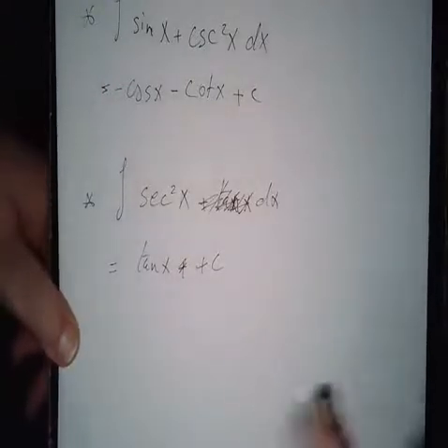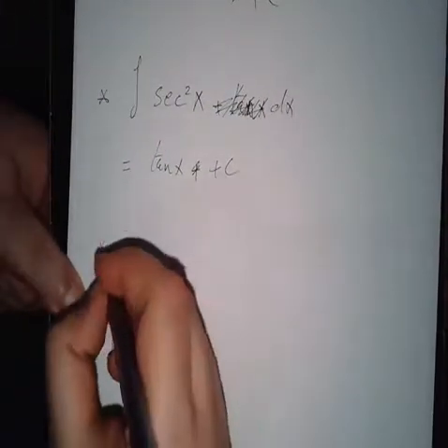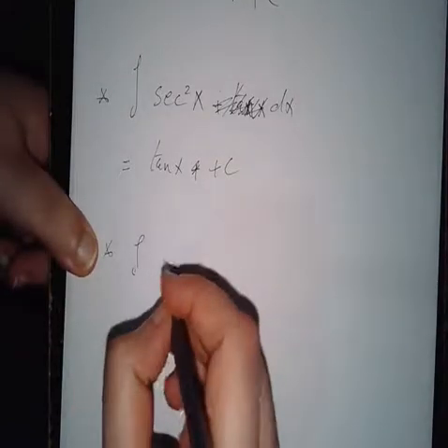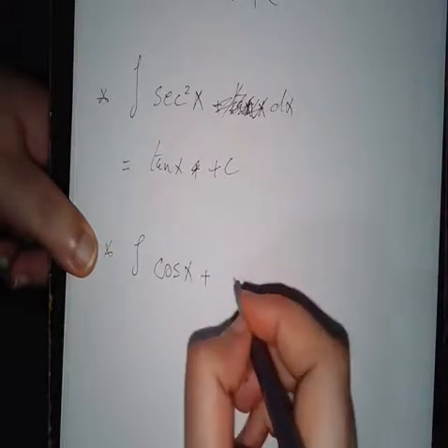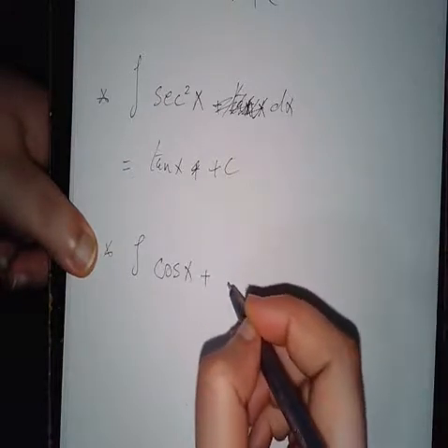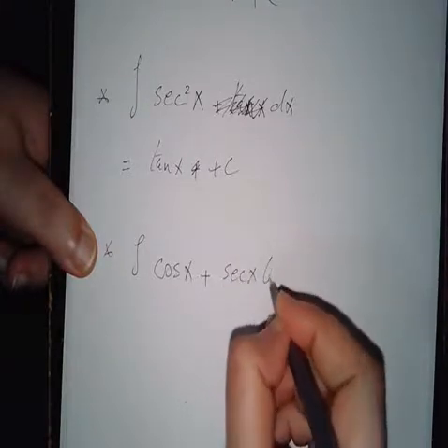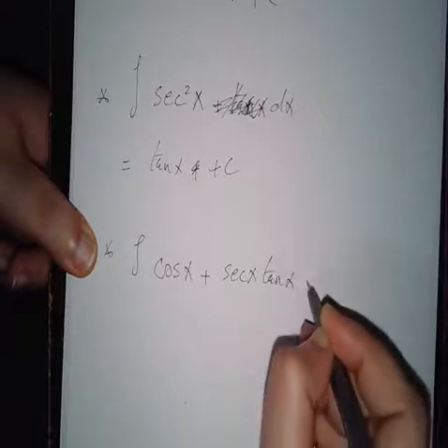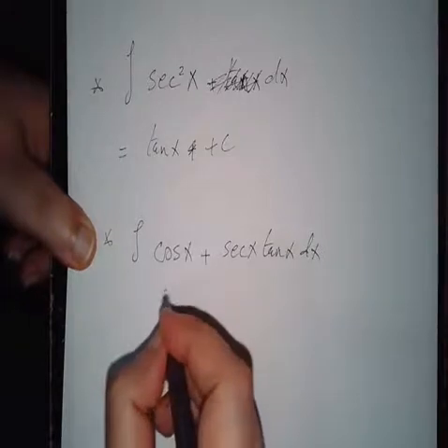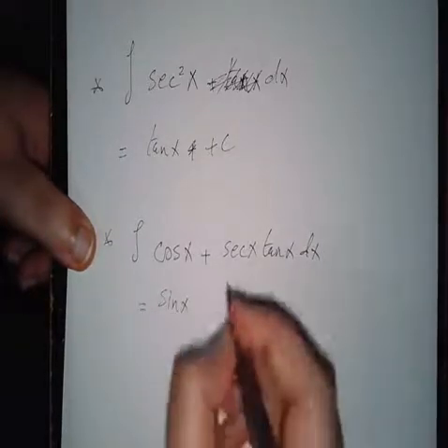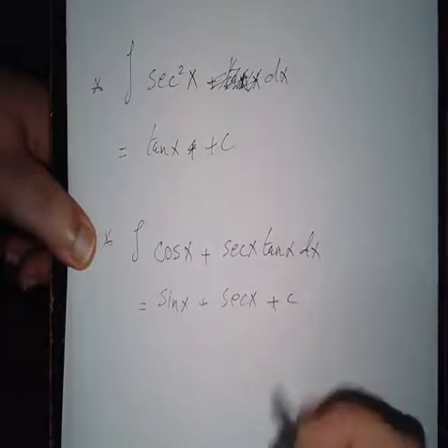Okay, let's do one more. How about integral of cosine x plus, let me see, what should I give you? Secant x tan x. How about that one? Dx. So the first one is the derivative of sine, so I write sine x. The second one is the derivative of secant x, and then plus c.